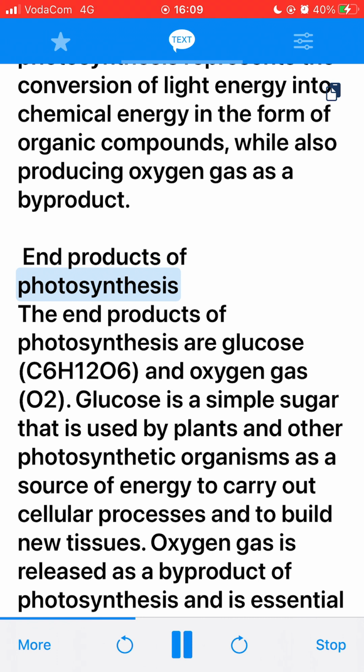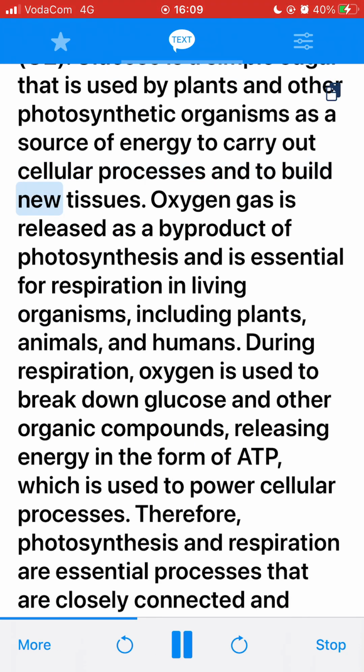End products of photosynthesis. The end products of photosynthesis are glucose, C6H12O6, and oxygen gas, O2. Glucose is a simple sugar that is used by plants and other photosynthetic organisms as a source of energy to carry out cellular processes and to build new tissues. Oxygen gas is released as a byproduct of photosynthesis and is essential for respiration in living organisms, including plants, animals, and humans.